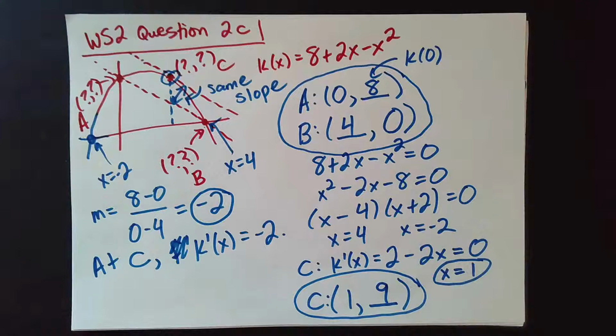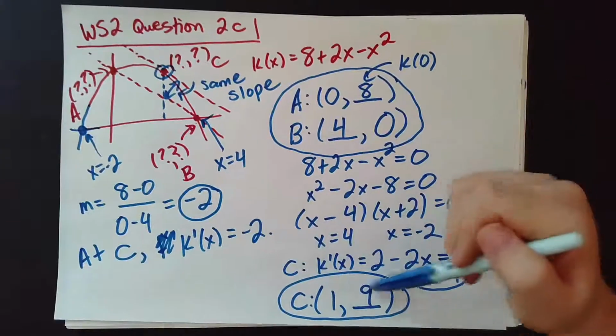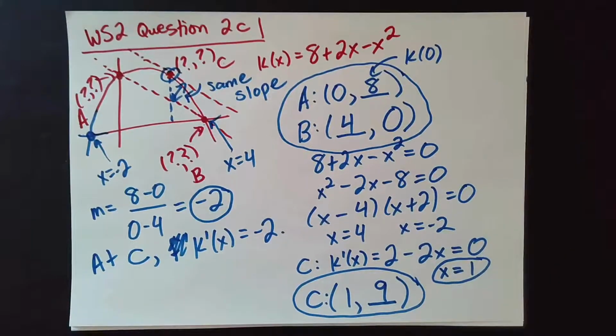Okay, so those are the 3 points: 0, 8; 4, 0; 1, 9. That is the kind of thing that you'll be asked in a graph question. And you'll just have to identify from the graph, am I being asked for an x-intercept? Am I being asked for a y-intercept? Am I being asked for a place where the derivative is something particular, etc.? You can figure this out, and we have lots of samples of these throughout.